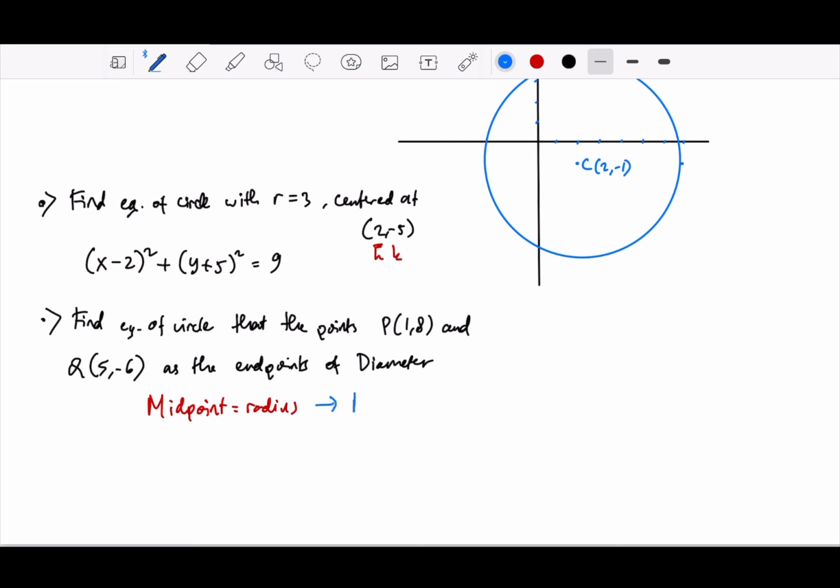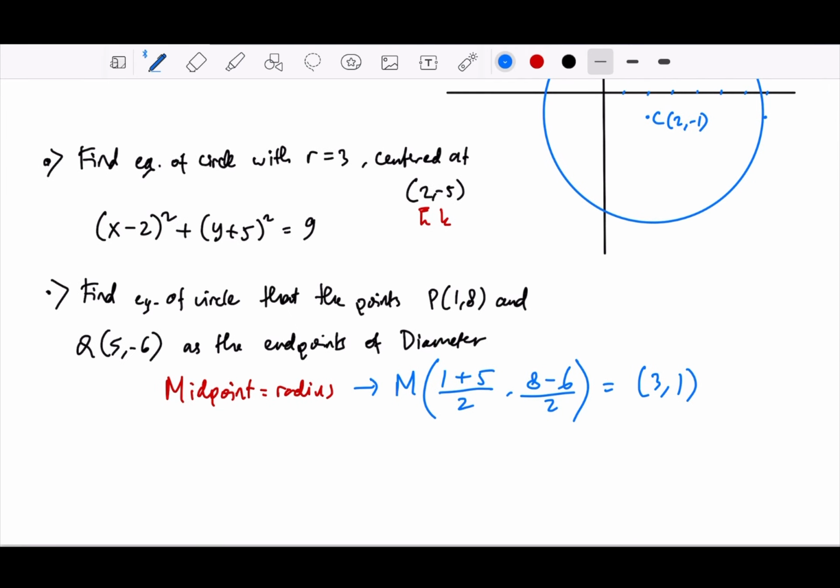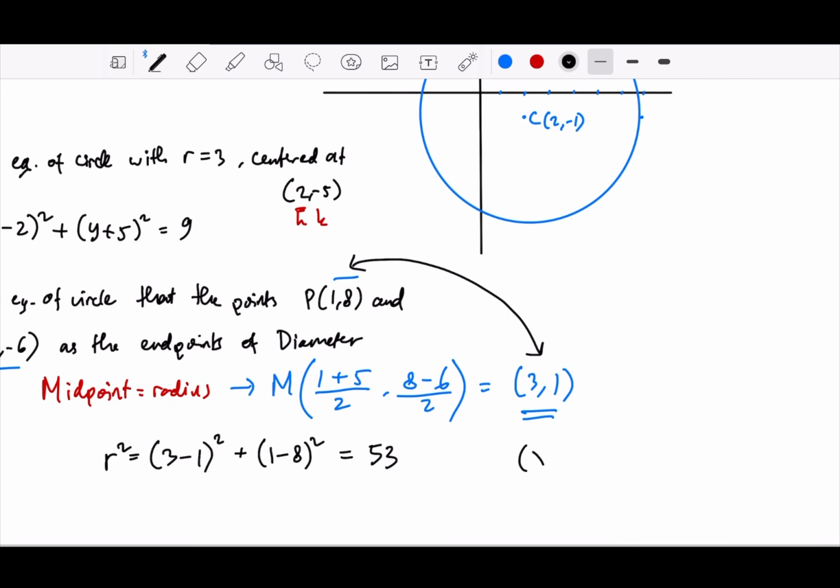So we can take this M, and this middle point is, let me just directly, (1+5)/2 and (8-6)/2, this is going to be (3, 1). That will be our new center. Now the distance formula, then we could find from this (3, 1) to either (1, 8) or (5, -6). So r squared will be (3 - 1) squared plus (1 - 8) squared. So 3 - 1 is 2, squared is 4. 4 plus 49 is 53.